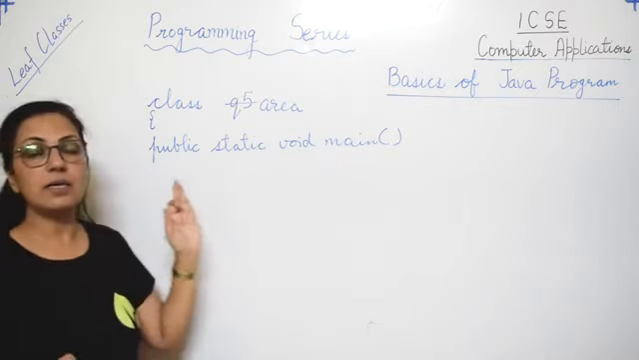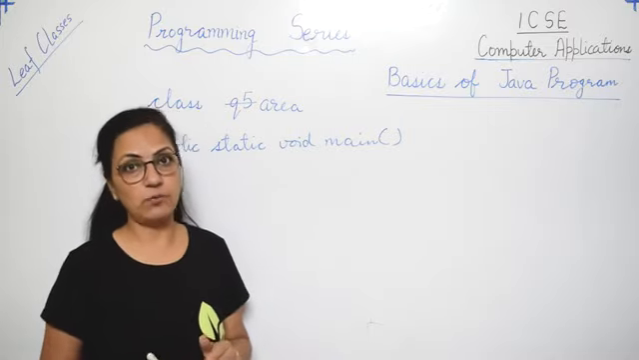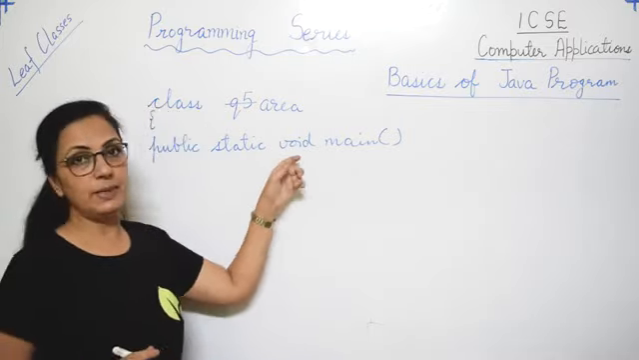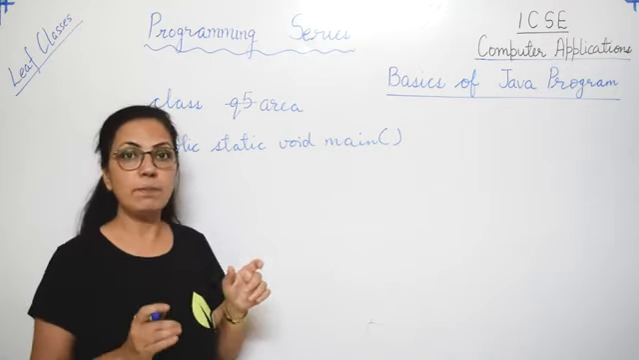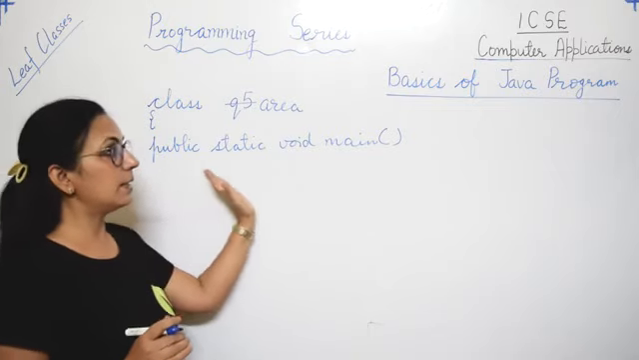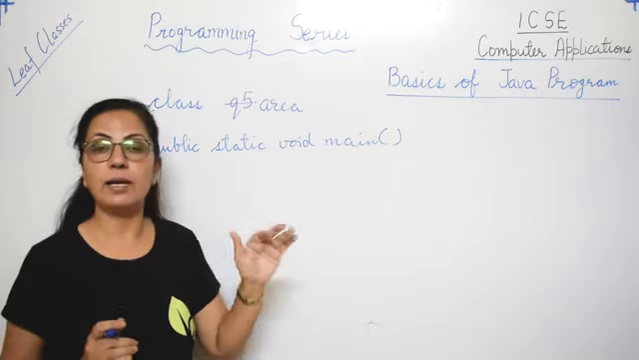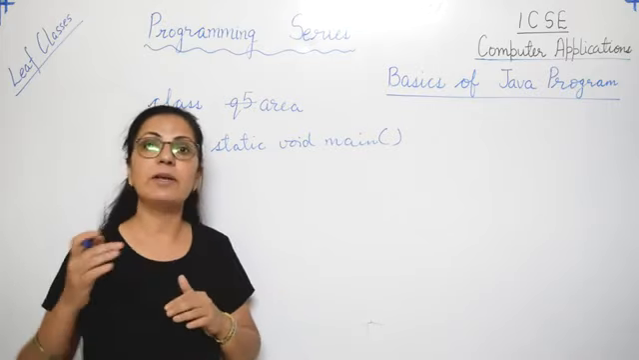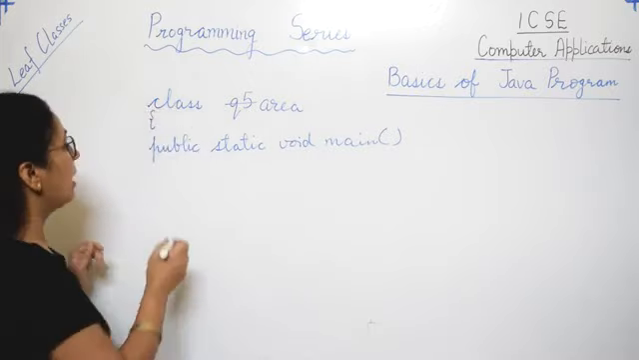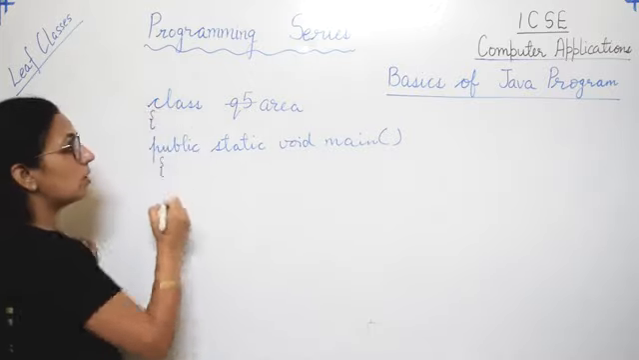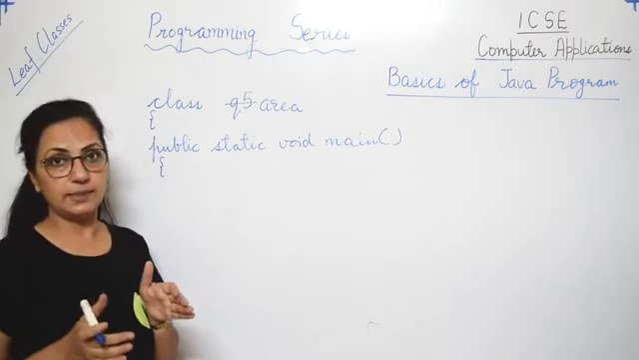Static means that this function can be executed without creation of the object, and void means this function will not return any value, right? For the time being, you can just learn this, that this is the main function which we have to do in every program. Slowly when we move further, you will come to know about each and everything, right children? Now here, this function also has to be given within the pair of curly braces, right?